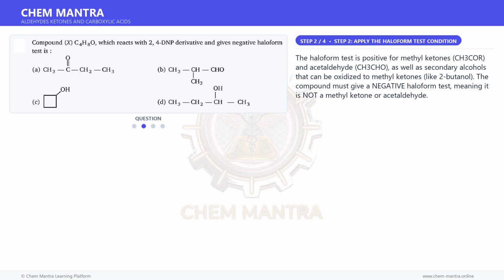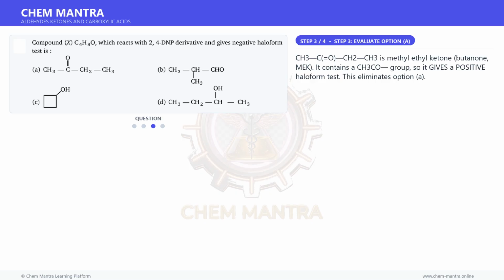The haloform test is positive for methyl ketones, CH3COR, and acetaldehyde, CH3CHO, as well as secondary alcohols that can be oxidized to methyl ketones, like 2-butanol. The compound must give a negative haloform test, meaning it is not a methyl ketone or acetaldehyde. Moving on to the next step.